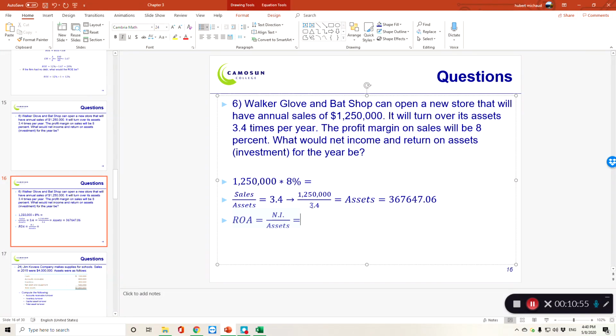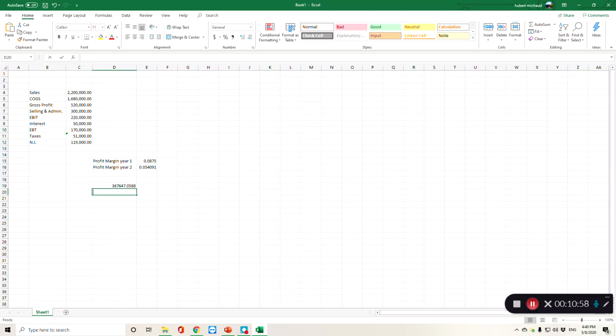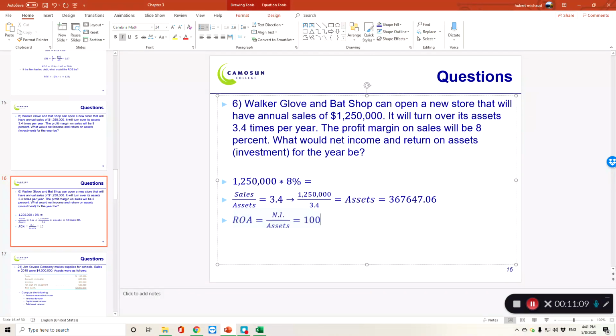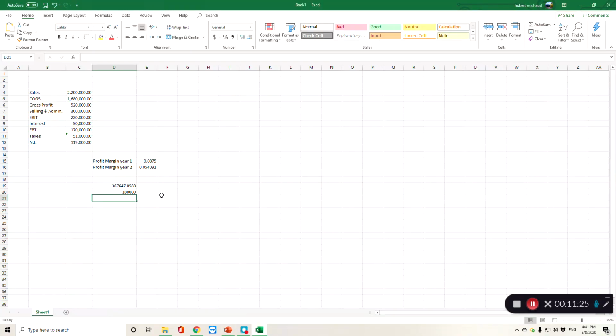And so I believe this is 100,000, but let me verify here. Yeah, that's 100,000. So it's 100,000 that I divide by my asset 367,647.06. Okay, and I just put that in my calculator and I find my return on asset, which is 27.2%.